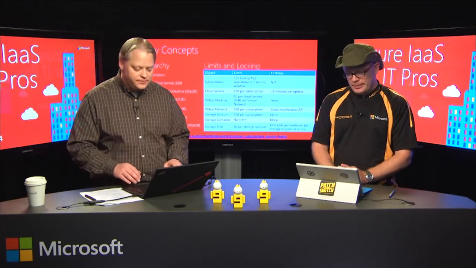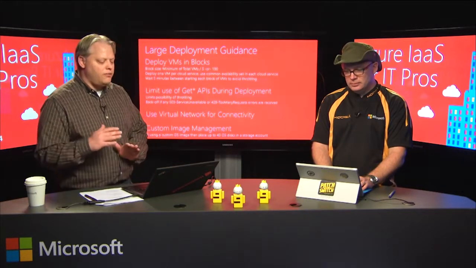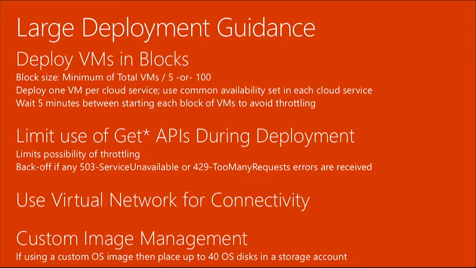Right. Now, when doing these larger deployments, all of the different objects and the locking lead to a set of guidance for putting these together. The first part is you want to deploy the virtual machines in blocks. Now you spread these blocks across the cloud services. The recommendation here is to use either 100 VMs in the block if you're using more than 500, or take your total amount of VMs and divide it by 5.